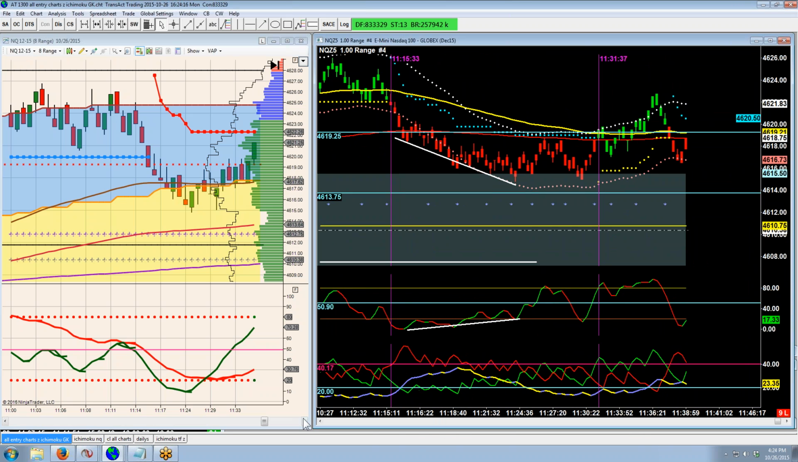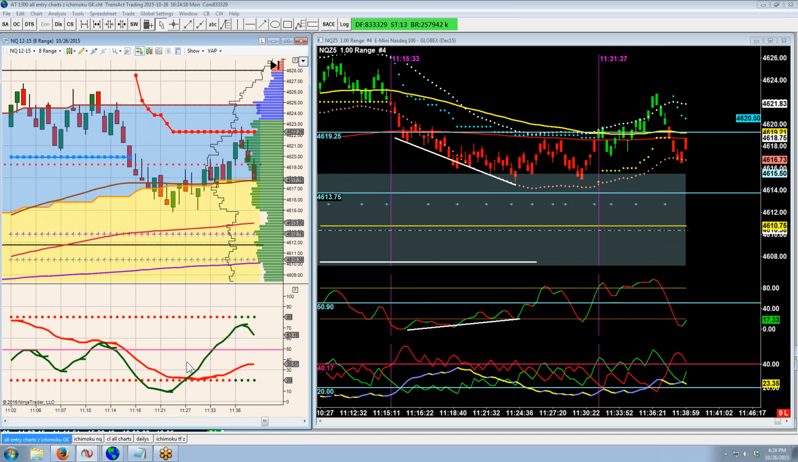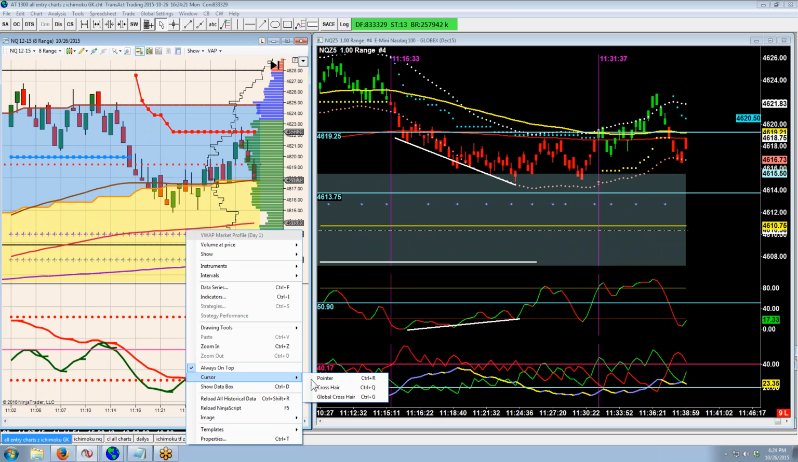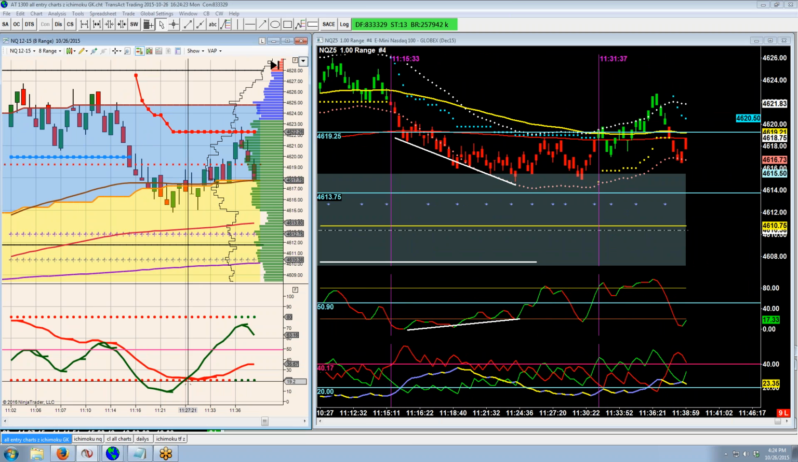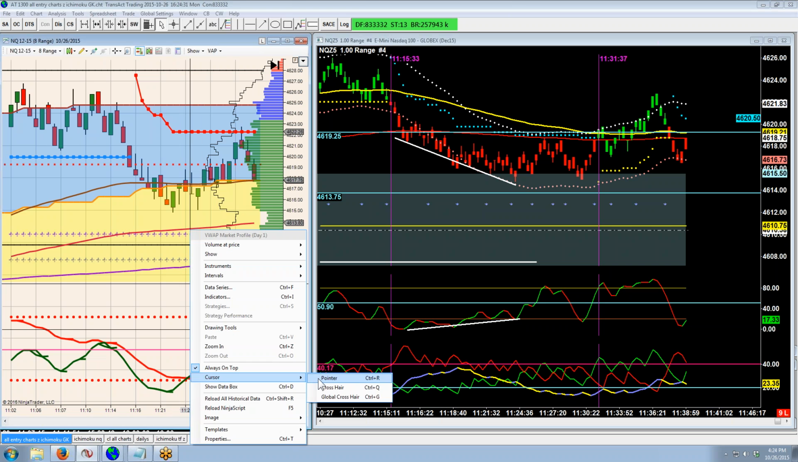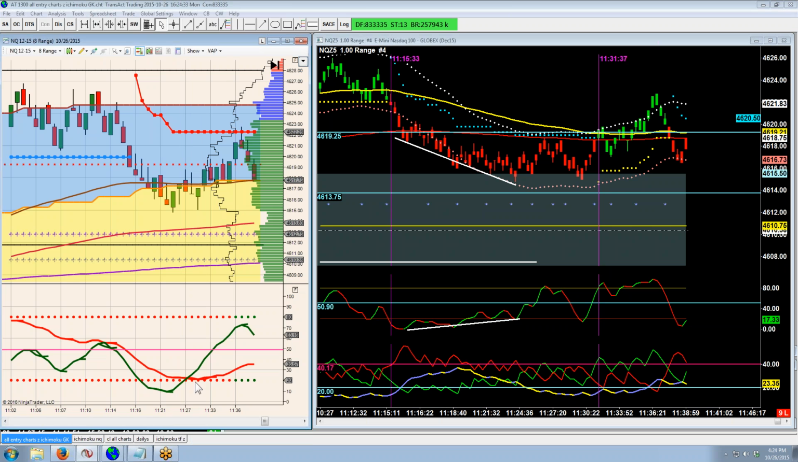Here at 11:31, now the room closes at 11:30, and this happened right after we ended the room, but the buy was valid. The green line here was above the red line, and the red's not in oversold, so we can go ahead and take that as a buy for the slinky.